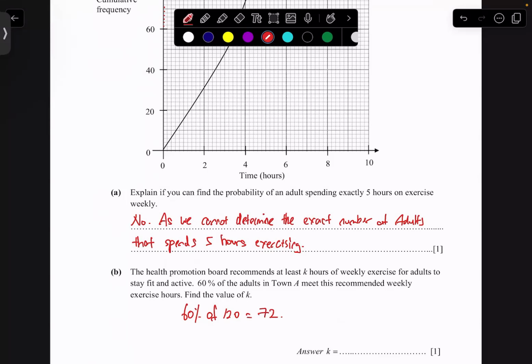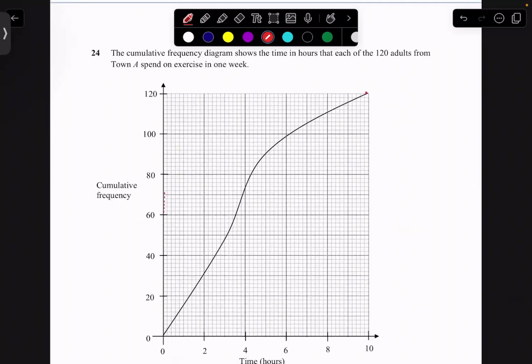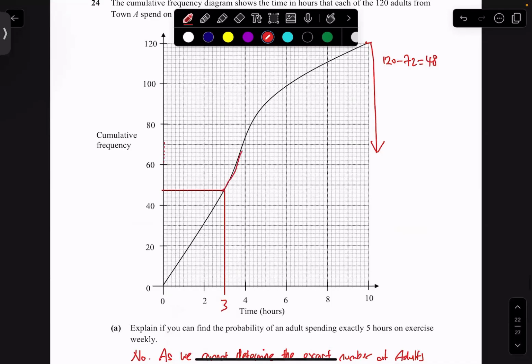However, you need to count backwards, because exercising more is good. The person that exercises more definitely hits the target. So you need to count 72 backwards. 120 minus 72 equals 72. So that means you're counting from 1, 2, 3, 4. So the answer is 3. These people are the ones that pass the test.